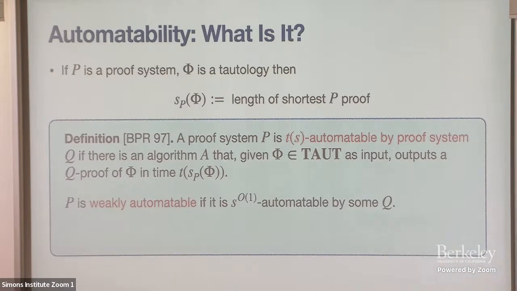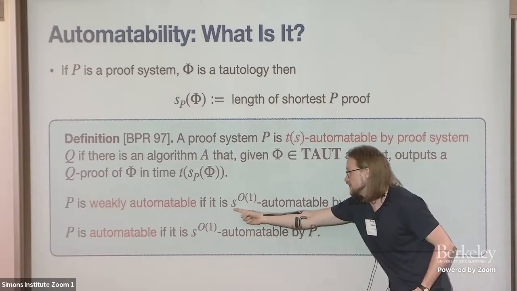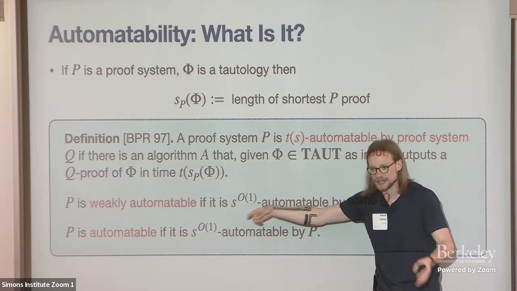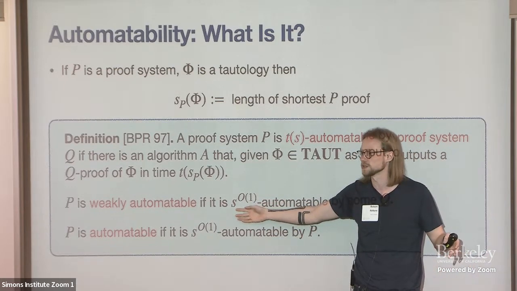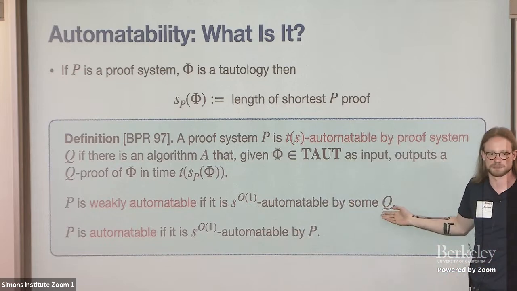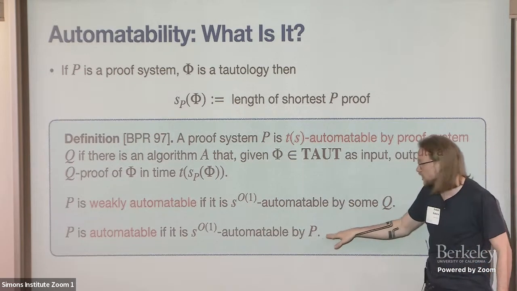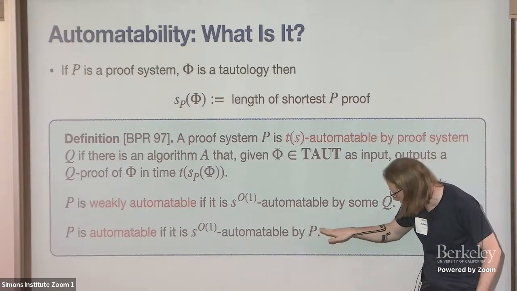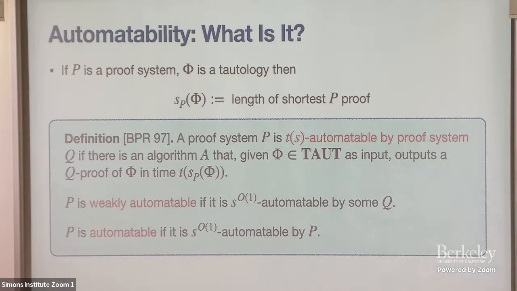So in particular, I'll say that this proof system is weakly automatable if it can be polynomially bounded, like automatable up to a polynomial factor off of the length of the shortest proof by some proof system Q. Like, being very relaxed here. And I'll say it's even stronger, I'll say it's automatable if it actually gives me a P proof. Does that make sense? Any questions about this sort of definition?